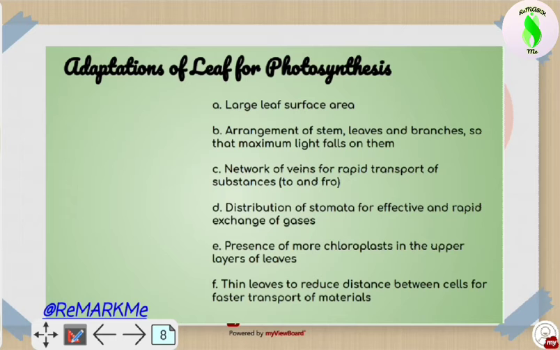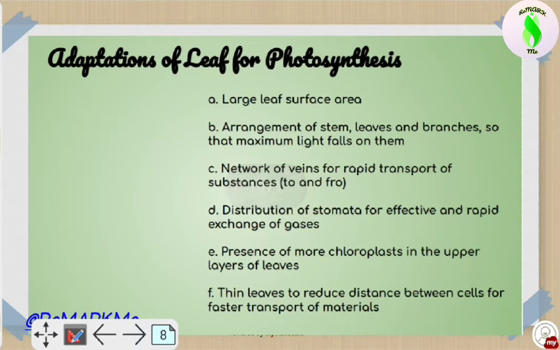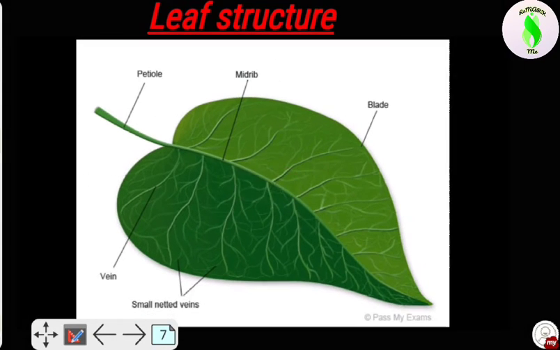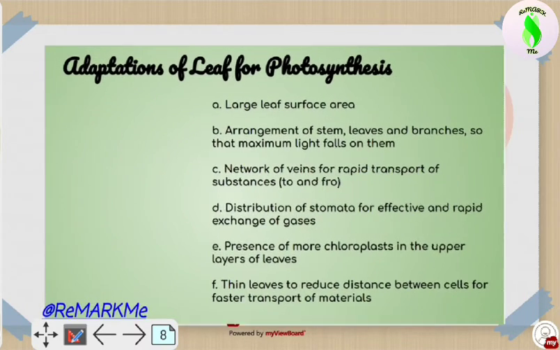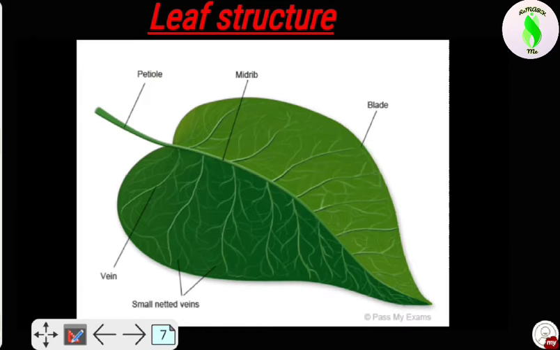Now let us see some adaptations of the leaf. The first point is large leaf surface area. The surface area of a leaf is very large in comparison to the whole plant. This surface area plays a very important role in absorbing and gaining energy and releasing energy. If the surface area is more, then the energy can be transported very easily and completely.